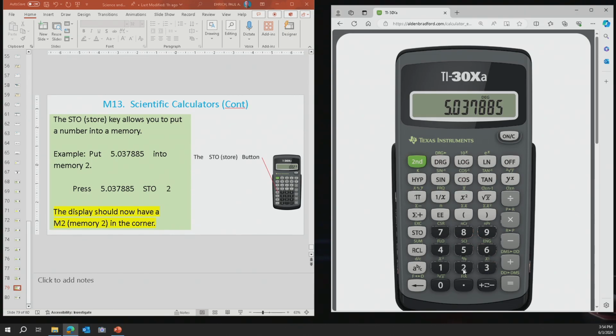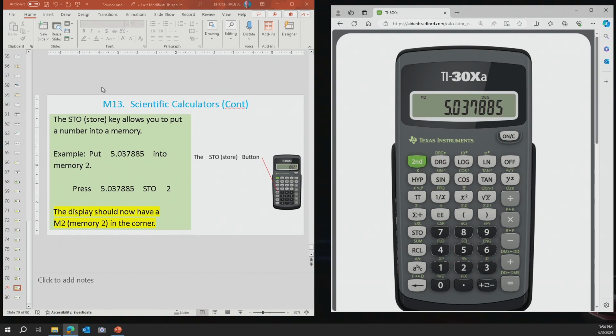So if I hit the 2 button, okay, did you see that? Right up here, it just said M2. So it has now taken that number and put it into memory number 2. I could have put it into memory 1. I could have put it into memory 3 if I wanted to, but for the sake of argument, I put it into memory 2.